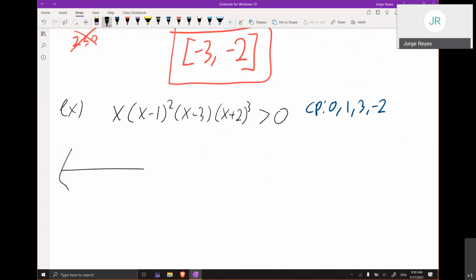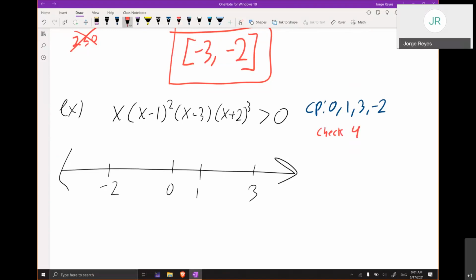So you stick all of these numbers on there appropriately. All right, so there's my sign chart. There are my 4 zeros or critical points. And now you just check. So I'm going to check 4.